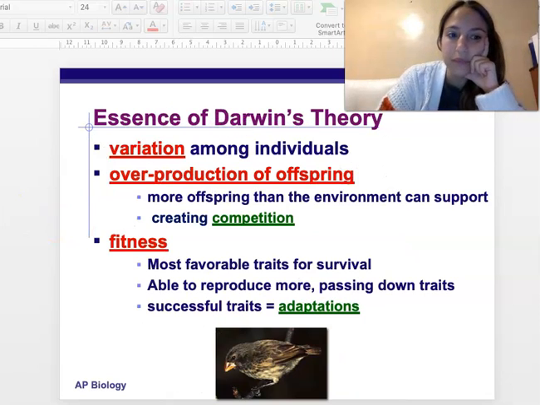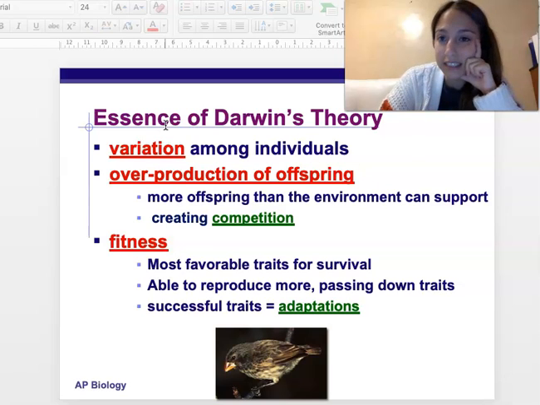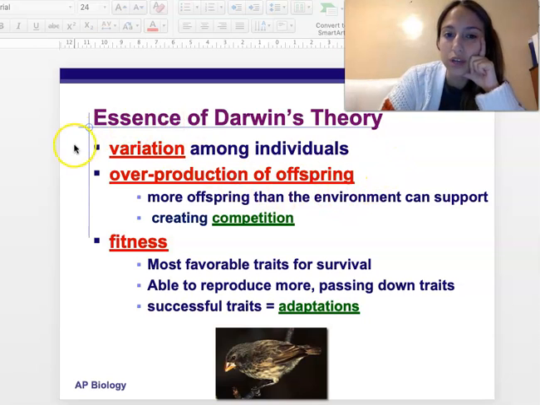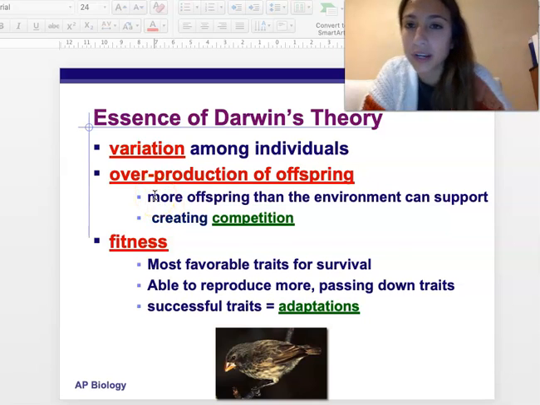Okay? Essence of Darwin's theory, you need to have variation among individuals. That's what he saw. So if you have a common ancestor, you come from a common descent, what changes in the species is the variation from that common descent. He also thought about the overproduction of offspring. So more offspring than the environment can support, creating competition.